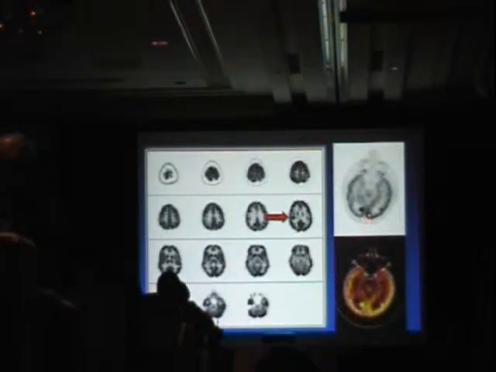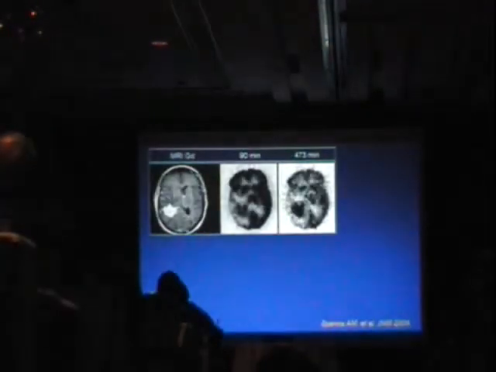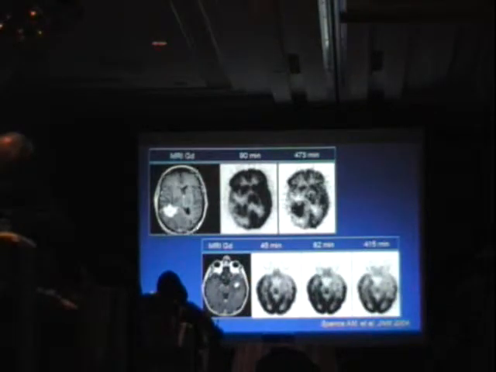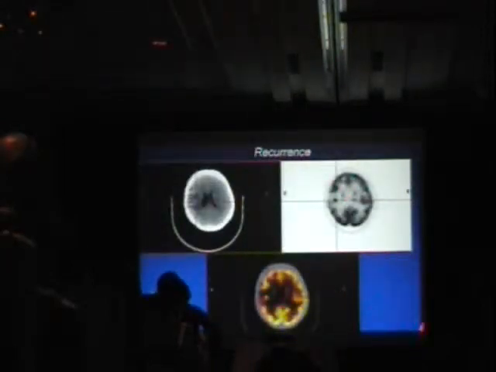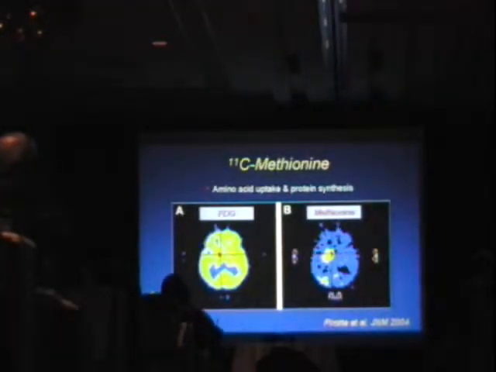Here's another one right near the primary visual cortex. And this stands out a little bit better. And here, this area of this patient has been surgically resected, and it looks like there was an area of recurrence on the FDG imaging. Again, here's a small area, looks like recurrence right here. And so FDG is fairly good.